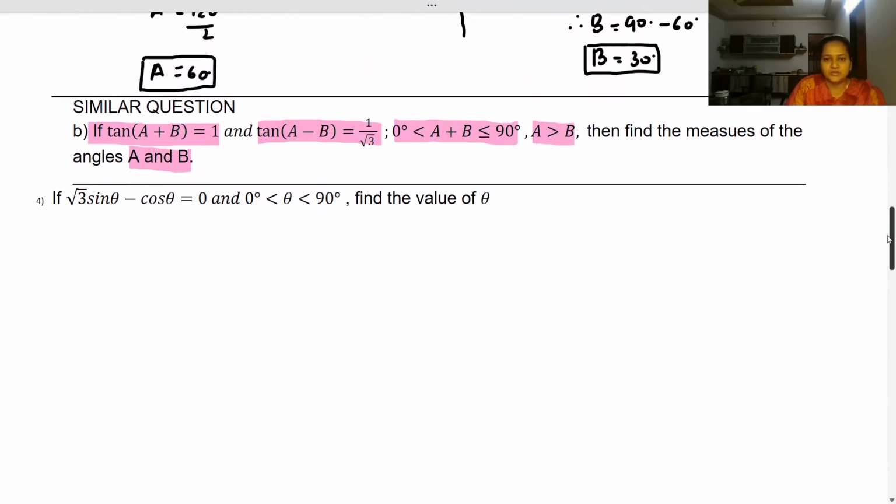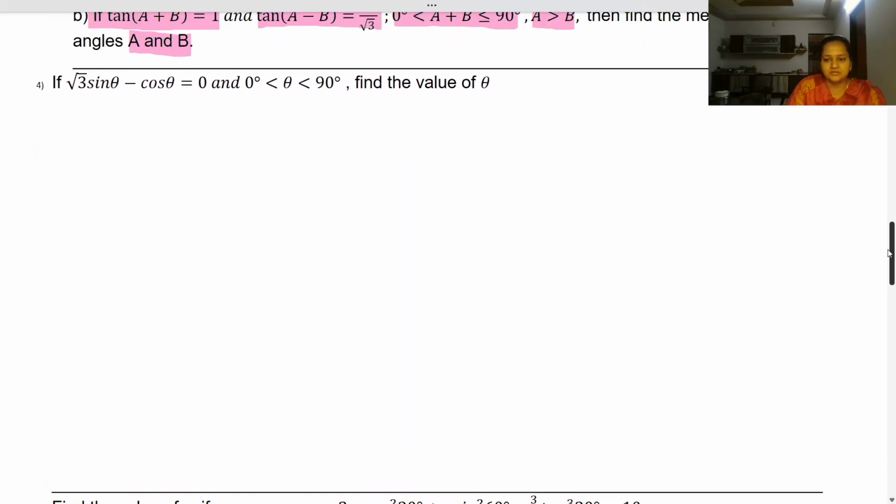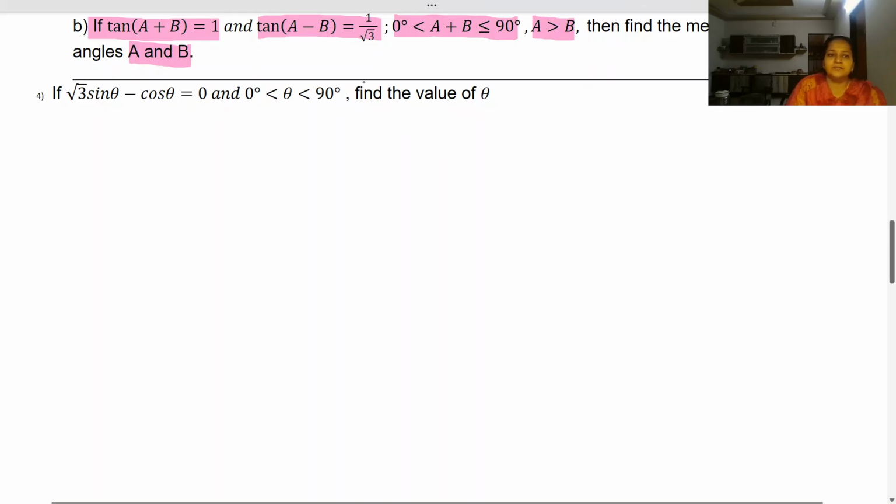Okay, now moving on to the next question, question number 4 of this 1 mark, 2 mark question series. Let's read again what is given to us over here. We've been given over here that root 3 sine theta minus cos theta is 0. So we do not have two values. We have been given an expression, root 3 sine theta minus cos theta is 0, where theta lies between 0 and 90. We need to find the value of theta.